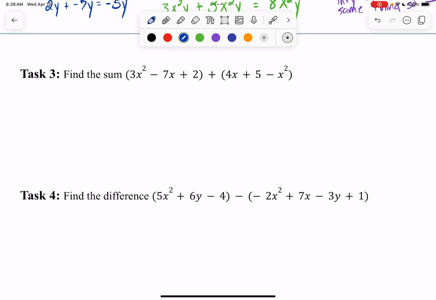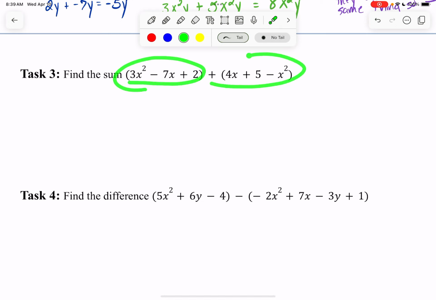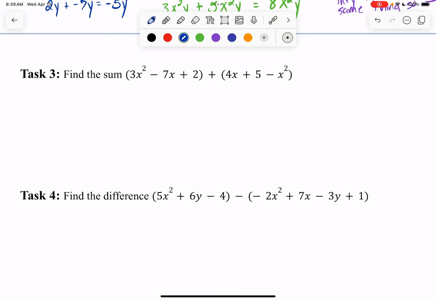16.1, tasks 3, 4, and 5. We are now going to be adding and subtracting these polynomials. Okay, so here I have two polynomials. I have this one, and we're going to be adding. Well, we can only add things that are like terms.